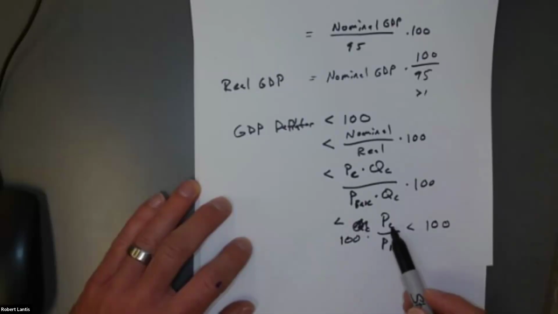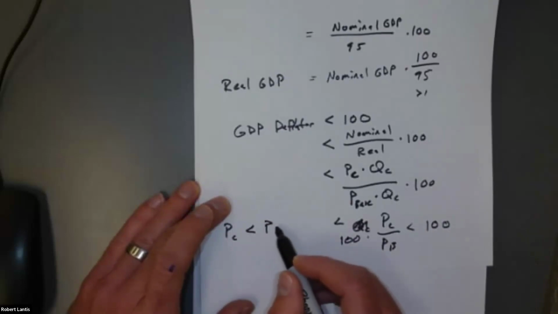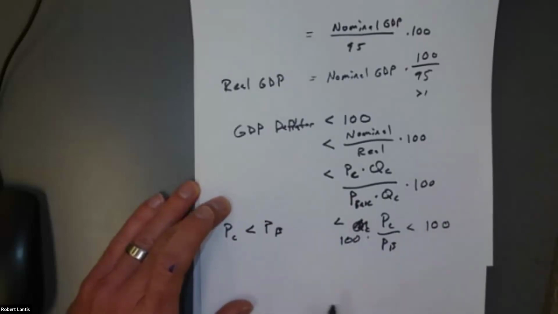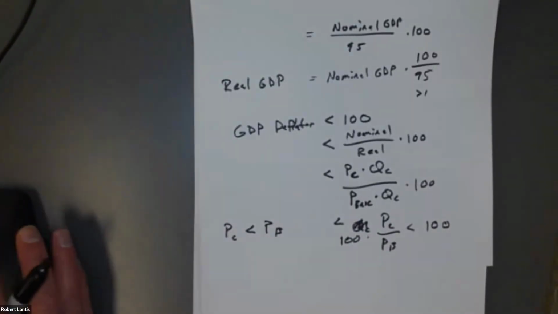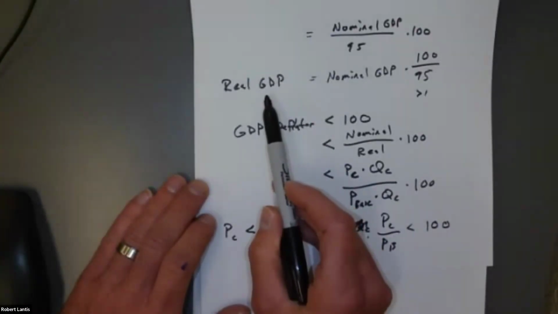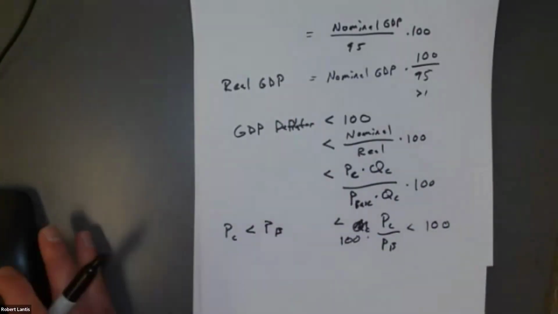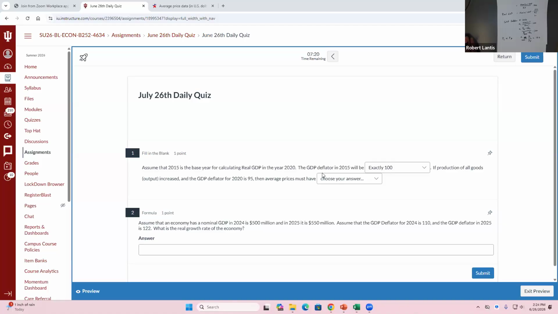So when would this be less than 100? It would have to be that this fraction is less than 1. What's the only way that's possible? If my current prices are in fact less than the base year, which means that my prices must have decreased. Okay. So you could also just memorize that rule of thumb: if real GDP is ever greater than nominal GDP, we must have deflation, or we're looking at price decreases.